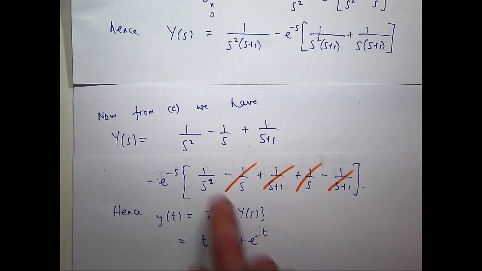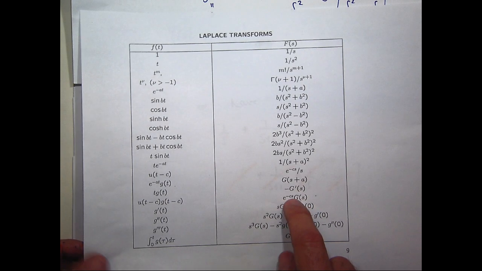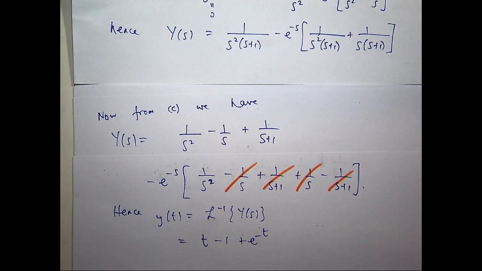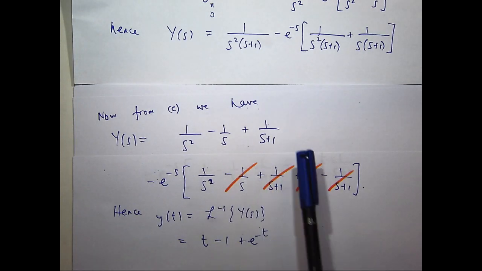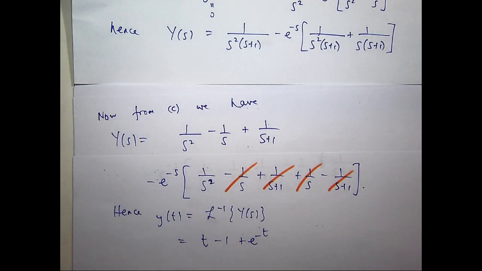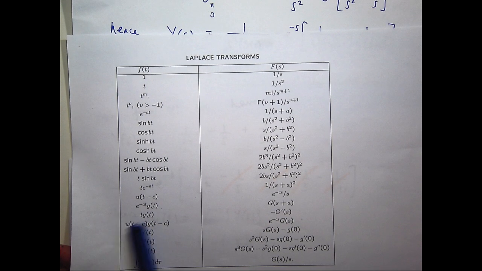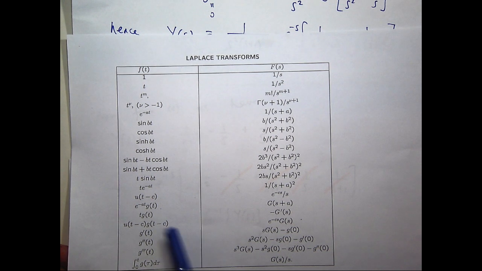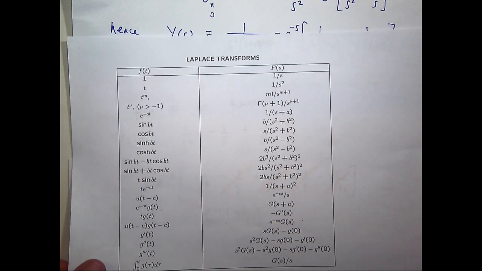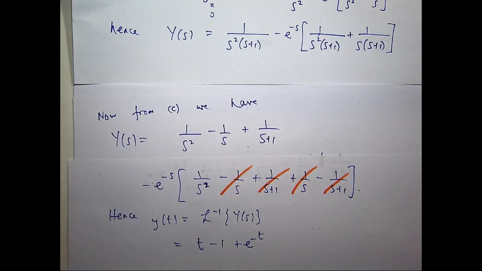Big G of s would be 1 on s squared, and c would be positive 1. So to apply the second shifting theorem with big G of s equals 1 on s squared, what's the inverse transform of 1 on s squared? t. Shift it and multiply by this Heaviside step function. So we would take the t function, shift it 1 unit and multiply by the Heaviside step function, u of t minus 1. So we'll get the following.